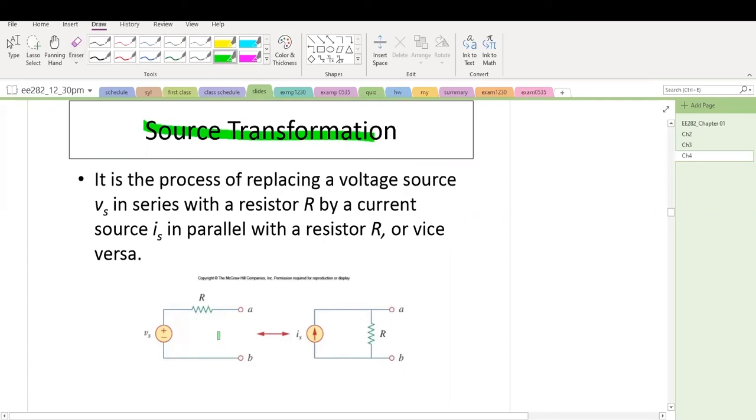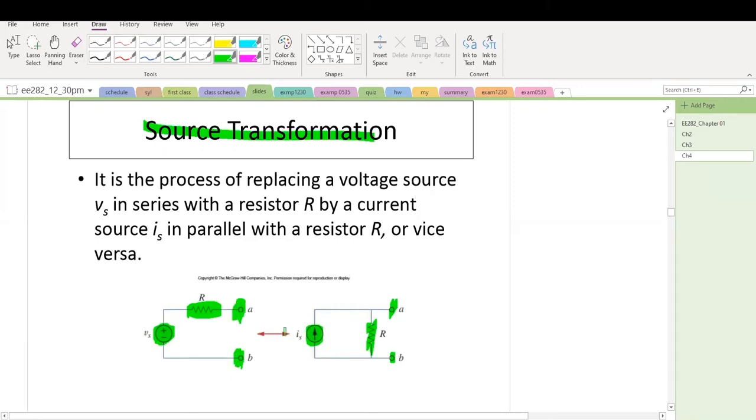Source transformation converts a voltage source in series with a resistor into a current source in parallel with a resistor. When we apply the source transformation, we need to specify the terminal. This is the same terminal A, same terminal B. Either connected this way, a voltage source in series with a resistor R, or a current source in parallel with a resistor, they are exactly the same in terms of terminals A and B.